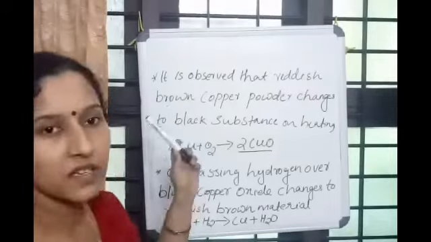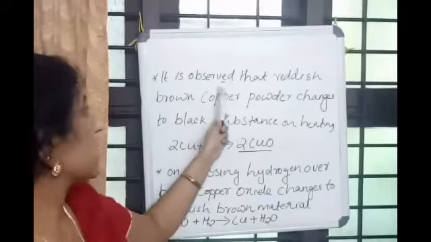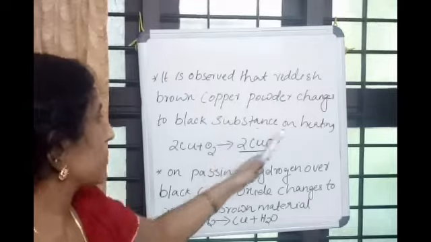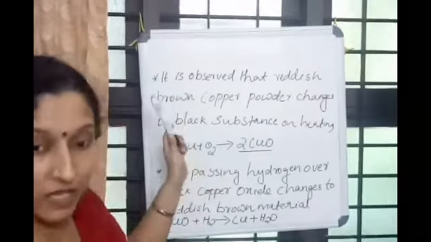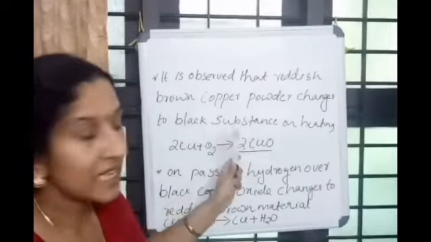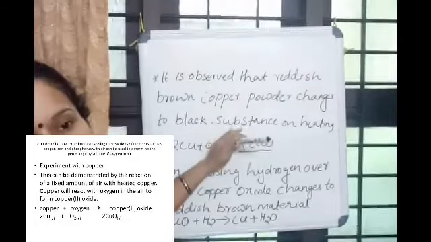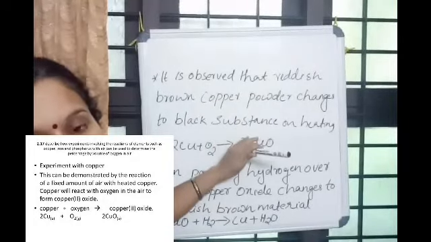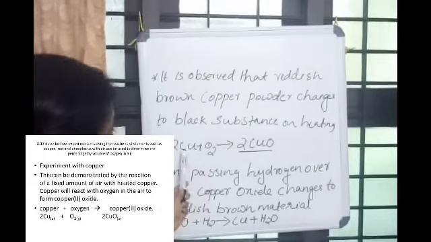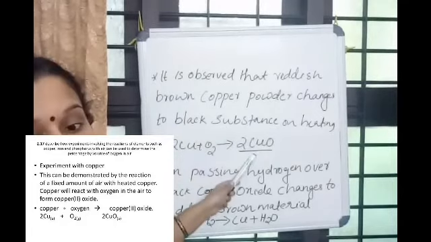Now we can discuss very important points. It is observed that reddish brown copper powder changes to black on heating. Suppose you get such a sentence, what should be your answer? You have to write this as the answer: on heating, reddish brown copper changes to black colored copper oxide.